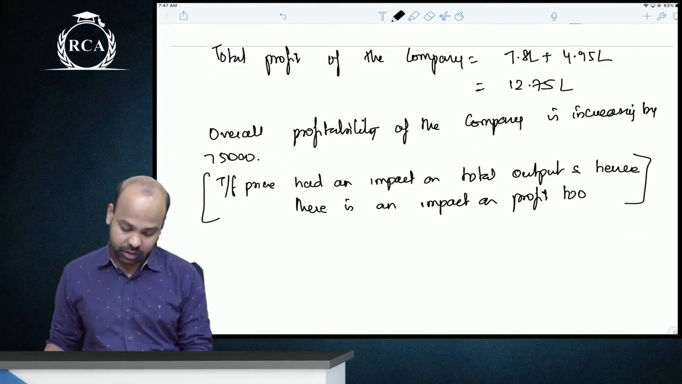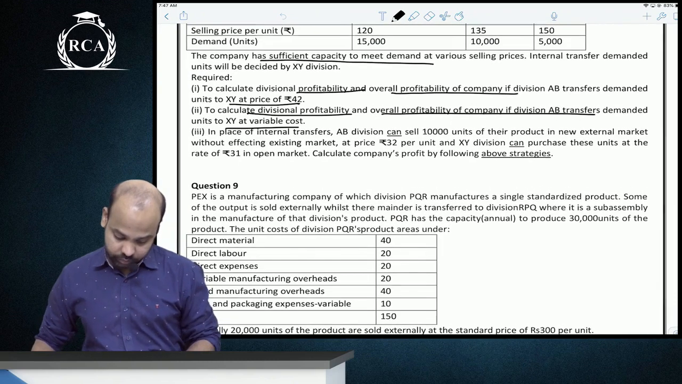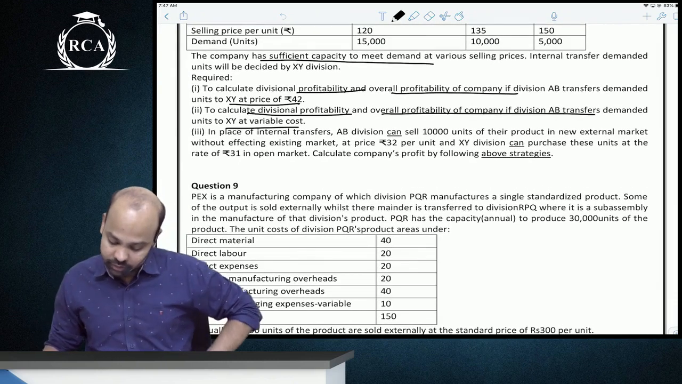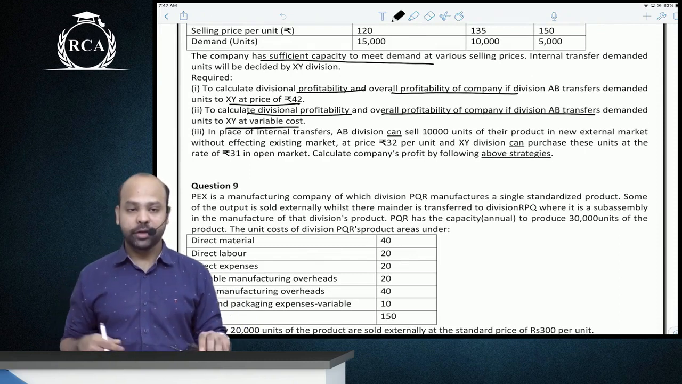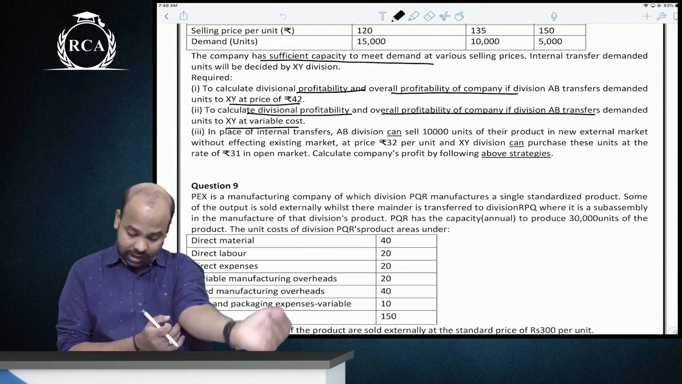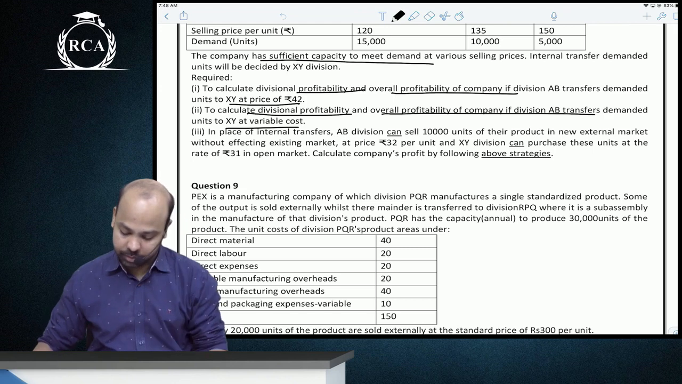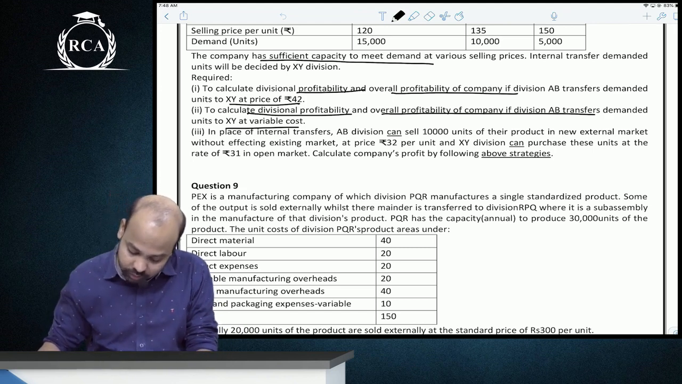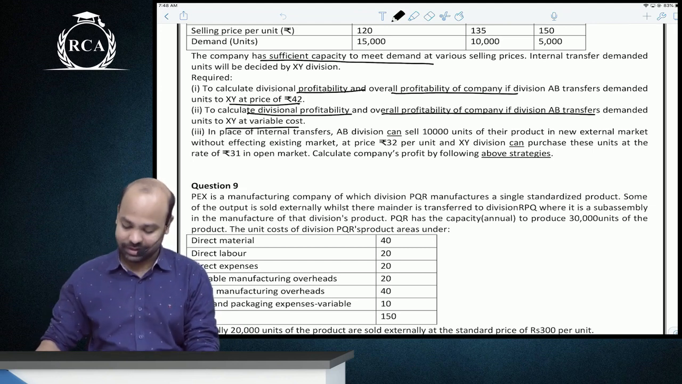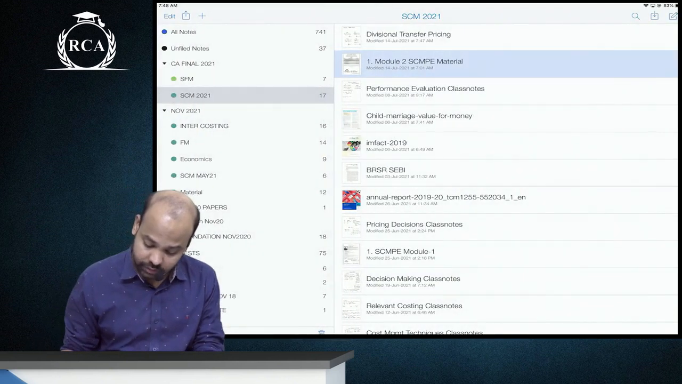Let us move to the third bit, guys. In place of internal transfers, AB division can now sell 10,000 units, beta, of their product in a new external market without affecting existing market at a price of 32 per unit. And X5 division can purchase these units at a rate of 31 in the open market. Calculate company's profit by the following strategies.